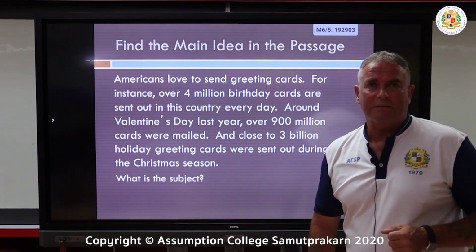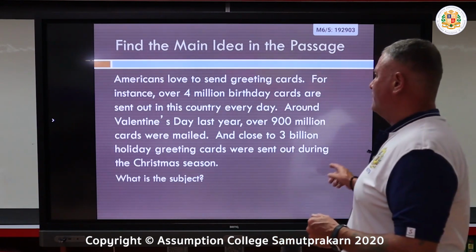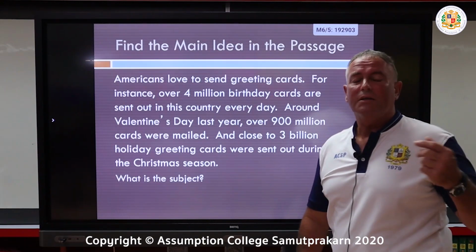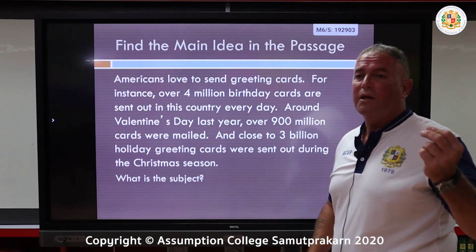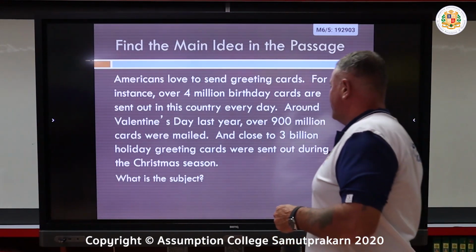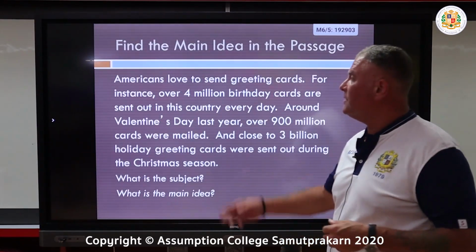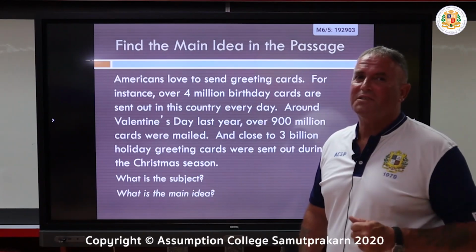What is the subject? The subject, Americans love to send, so the subject is greeting cards. What's the main idea? The main idea is Americans love to send greetings.